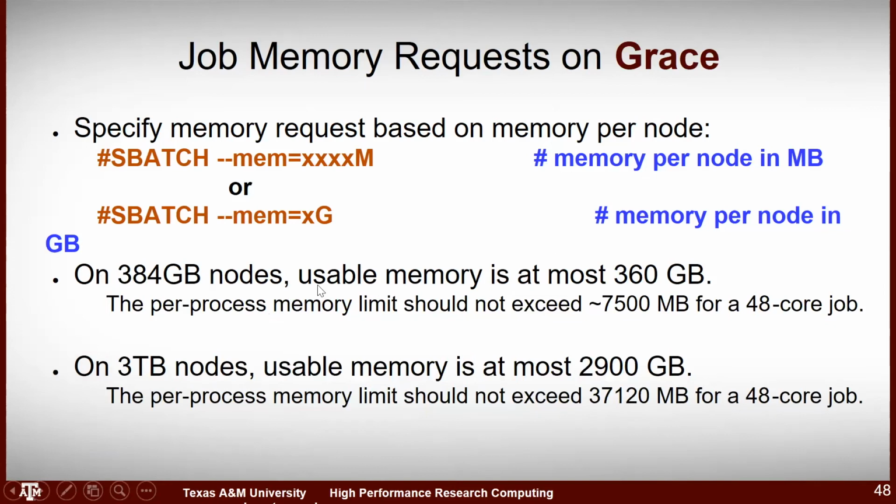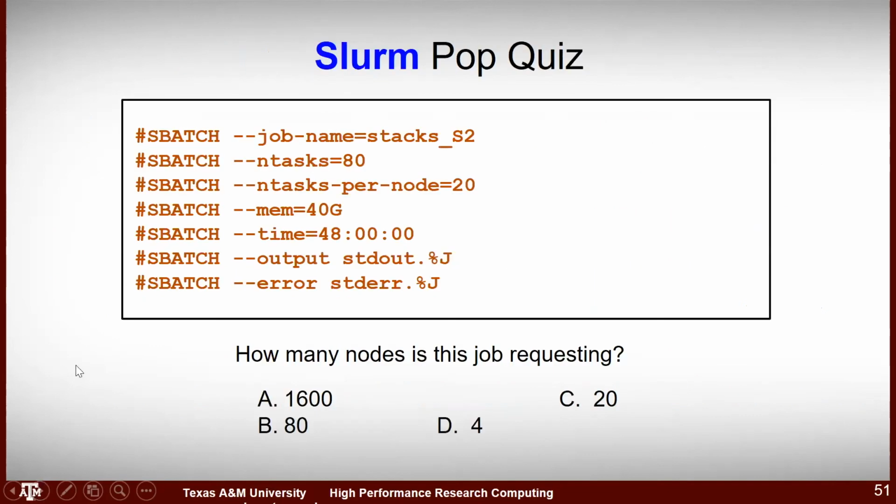On Grace, the usable memory for your typical node is 360 gigabytes. So you do the quotient and you get 7.5 gigabytes per core. But we also have some bigger nodes where the quotient works out to be whatever this number is per core. So this is the mem, that's the total memory. You can specify memory per core or memory per node, but it works differently, and I always get confused. So you should probably just stick with the one that you know how to do. Otherwise you get confused and end up with requests that don't make sense.